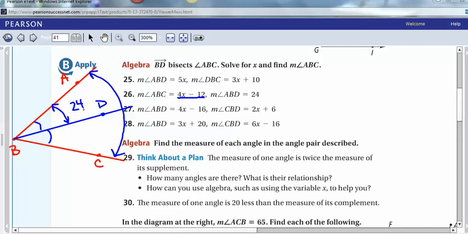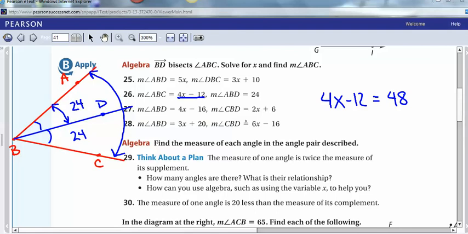All right, so try to stay with me. If ABD is 24 and DBC is congruent to it, what does this measure? 24. What is the whole angle equal to? The whole angle equals 48. So in this case, you know that ABC is 48, but how would you solve for x? Could you say 4x minus 12 equals 48, right? Exactly. Add 12, divide by 4, and solve for x.